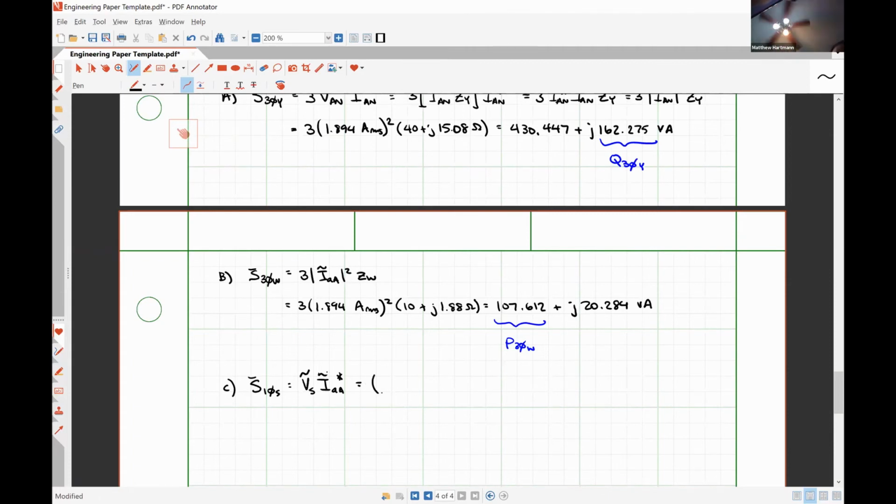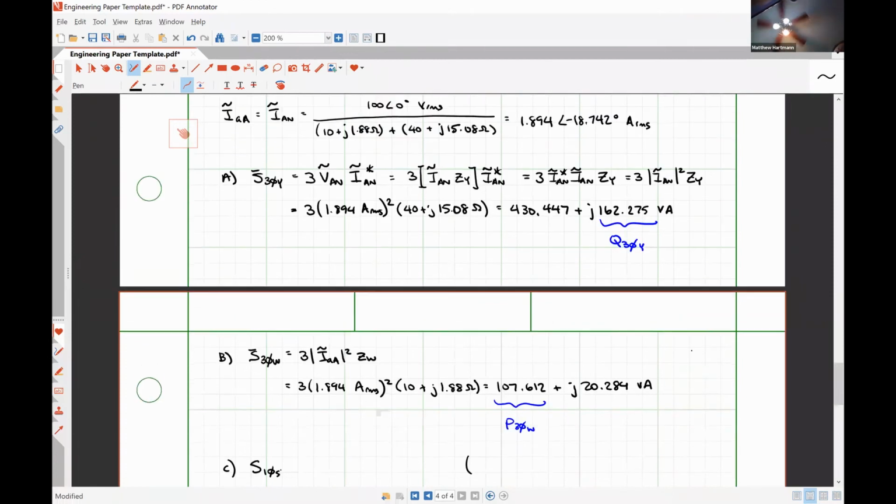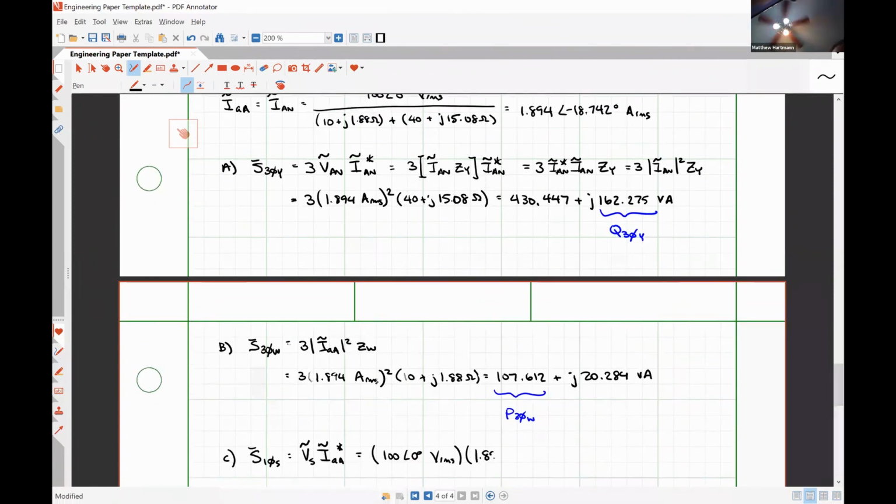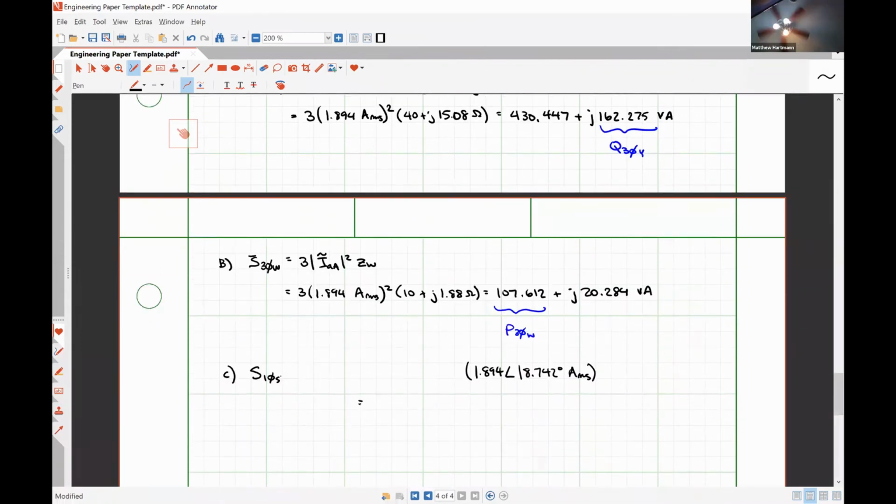So our voltage drop over our source as an RMS phasor is 100 angle 0 degrees volts RMS. Our current is 1.894 angle, and I'm taking the conjugate, so it's going to be positive 18.742 degrees amps RMS. And this should give me 568.